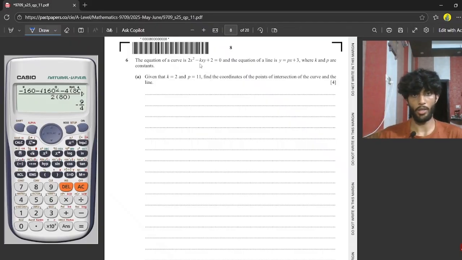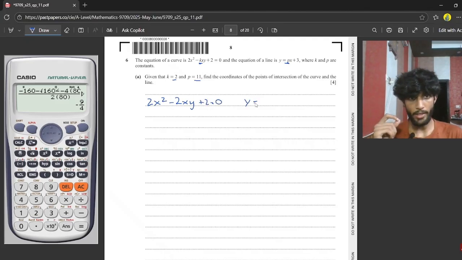And we have these two constants, k in the equation of a curve and p in the equation of a line, and they say k is equal to 2, p is equal to 11. Okay, so we got 2x squared minus kxy. K is 2, so minus 2xy plus 2 equals 0. And then we got y is equal to px, so p is 11, so 11x plus 3. And what we need to do is find the points of intersection.